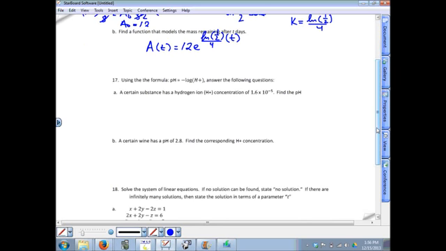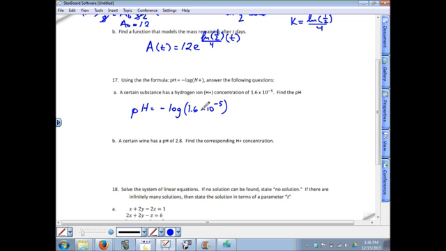Now, question 17, using this formula, this is the formula to find the pH of a substance. Some kind of substance has a hydrogen ion concentration of 1.6 times 10 to the negative 5. We've got to find the pH. So using the formula, pH is equal to the negative log of the hydrogen ion concentration, and that's 1.6 times 10 to the negative 5.